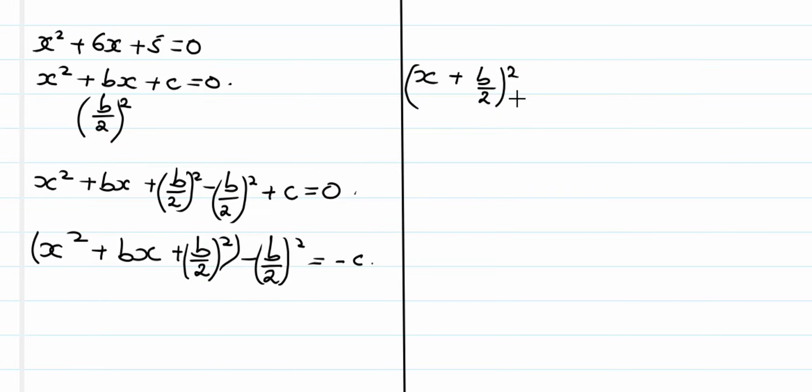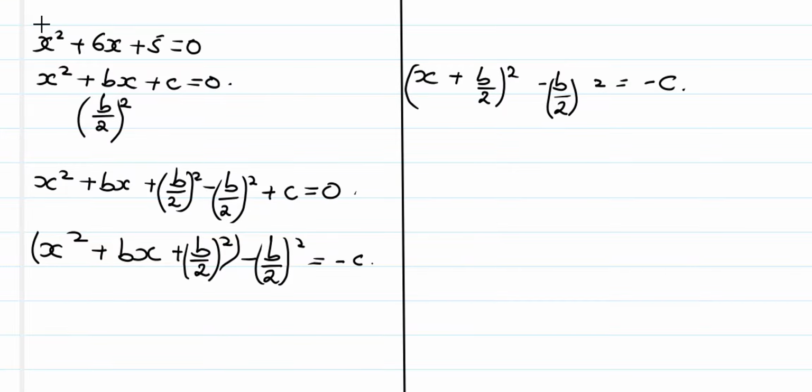So now that we know that part is a complete square, we are only left with this minus b over 2 squared, then equals minus c. This becomes the formula, but can we apply it to the equation here?